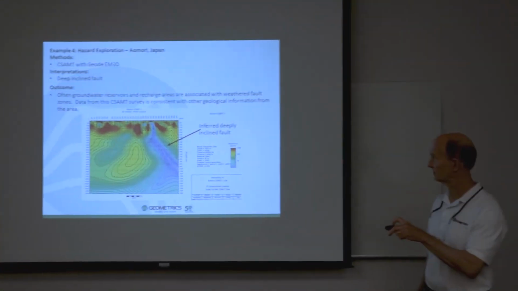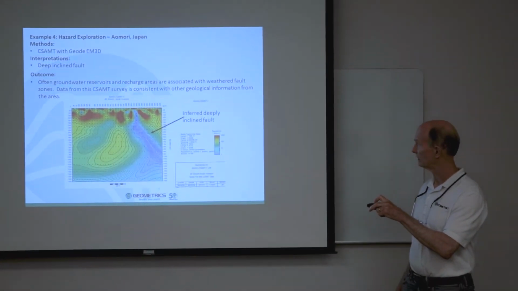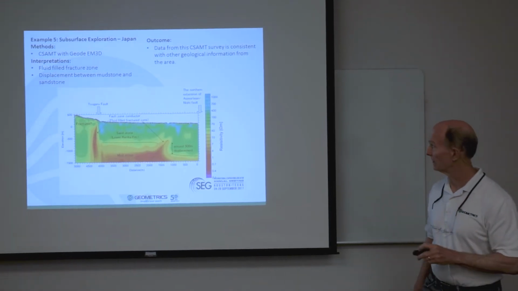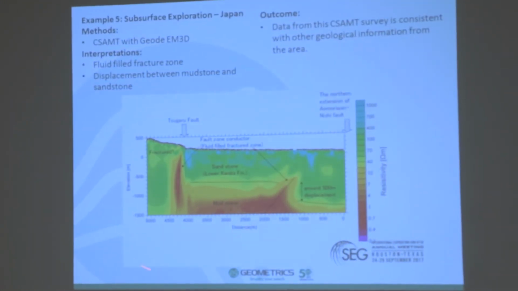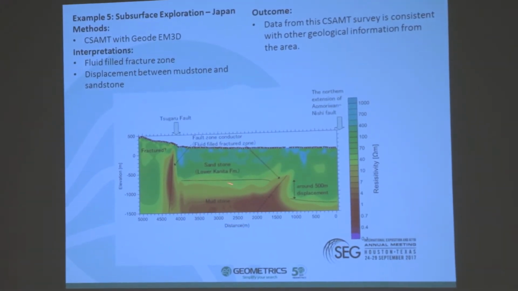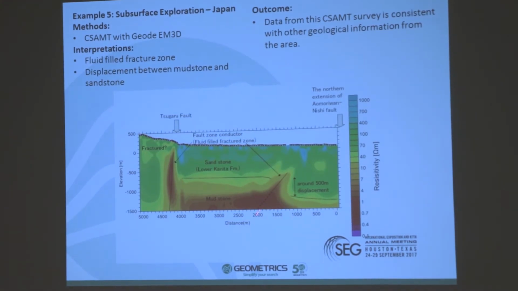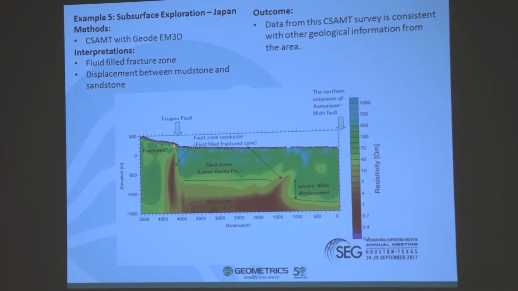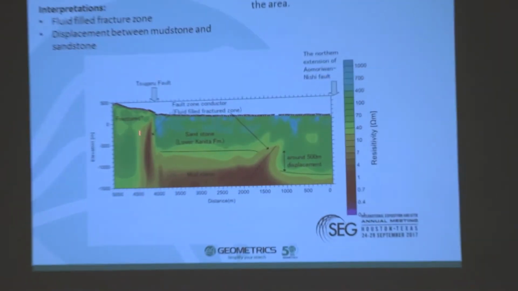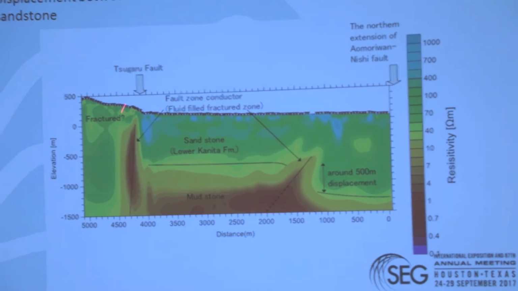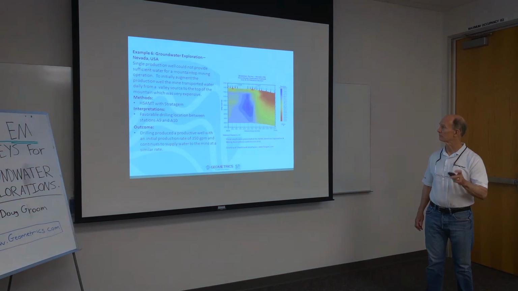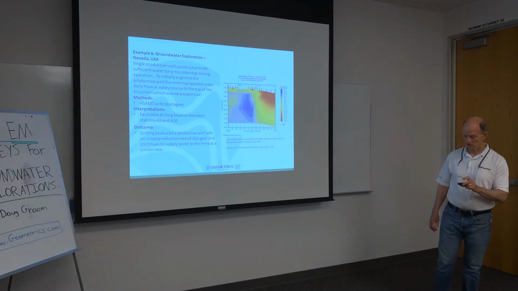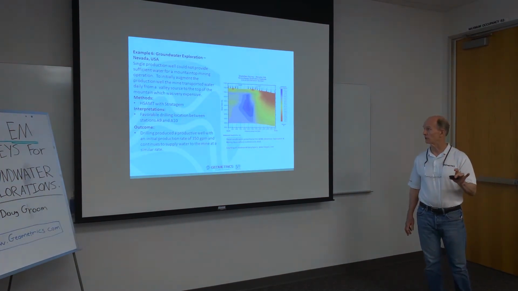It was not drilled because it was not a groundwater survey. This was another survey done in Japan using the CSAMT method, and these areas here, again, were interpreted as faults. They were not drilled, but the recommendation would have been to drill in these more conductive, weathered, faulted areas. These last two were done with the Geode EM.